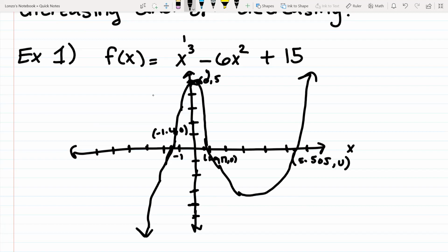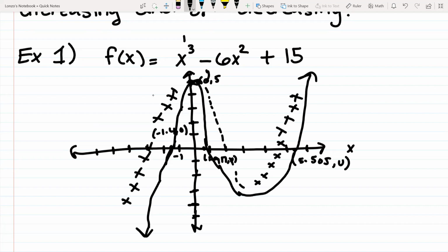It's a polynomial, it's an odd degree, right? It rises to the right and decreases to the left. So in this interval, this would be increasing, because if you go uphill, you are increasing. And when you're going downhill, this would be decreasing. And then when you go uphill again, you are increasing.